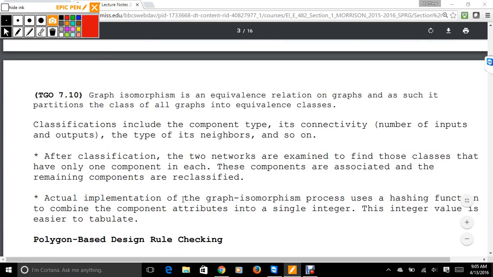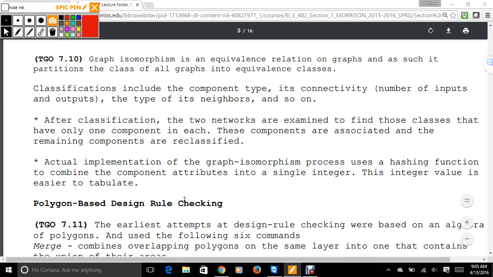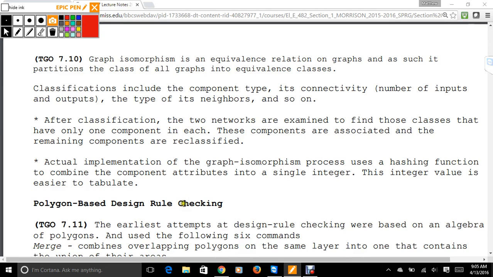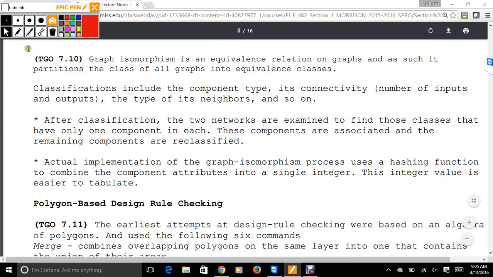So we briefly talked about graph isomorphism. It's basically taking your polygons and relating them to graphs. We'll discuss this in a lot more detail in section 8. We'll talk about hashing functions and how to do all that. Basically, the whole idea is being able to take the connectivity of inputs of specific cells and lay them out properly in the circuit.